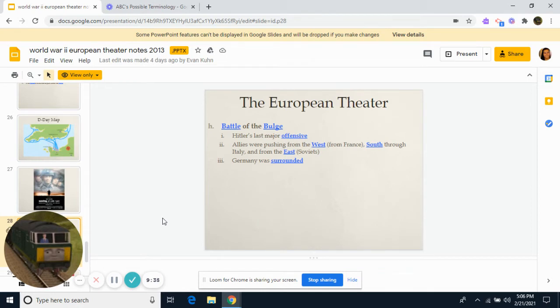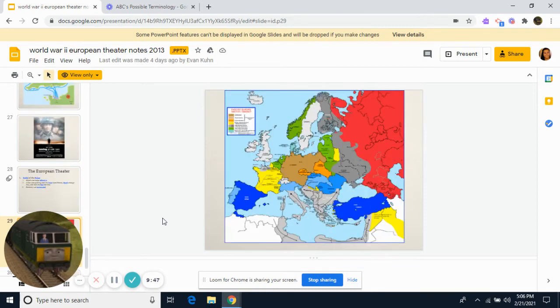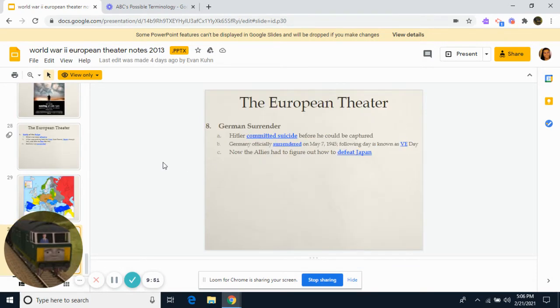Battle of the Bulge. Hitler's last major offensive. Allies were pushing through the west from France, south through Italy, and from the east, the Soviets. Germany was surrounded. This is a map. Oh, that's it. German surrender.